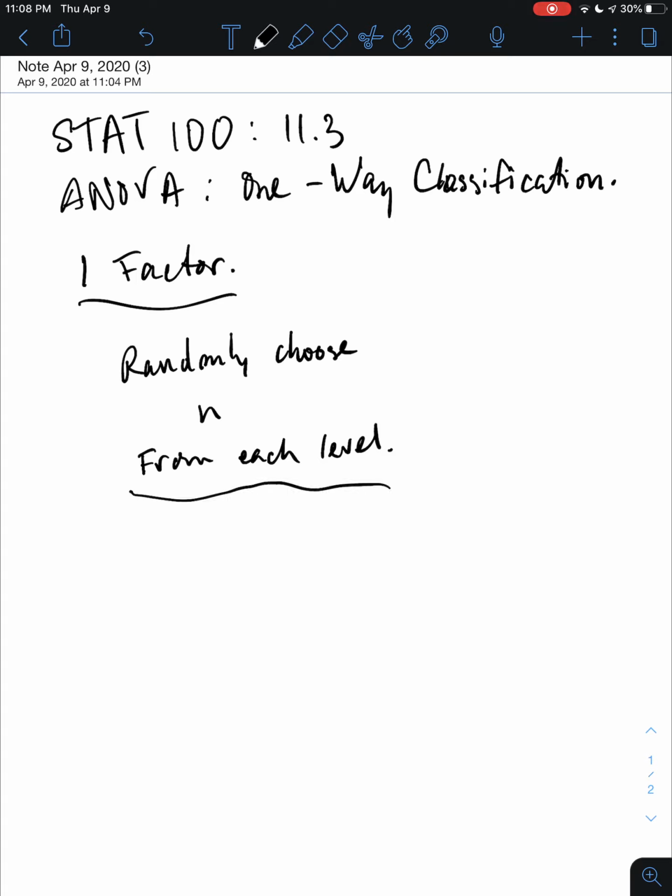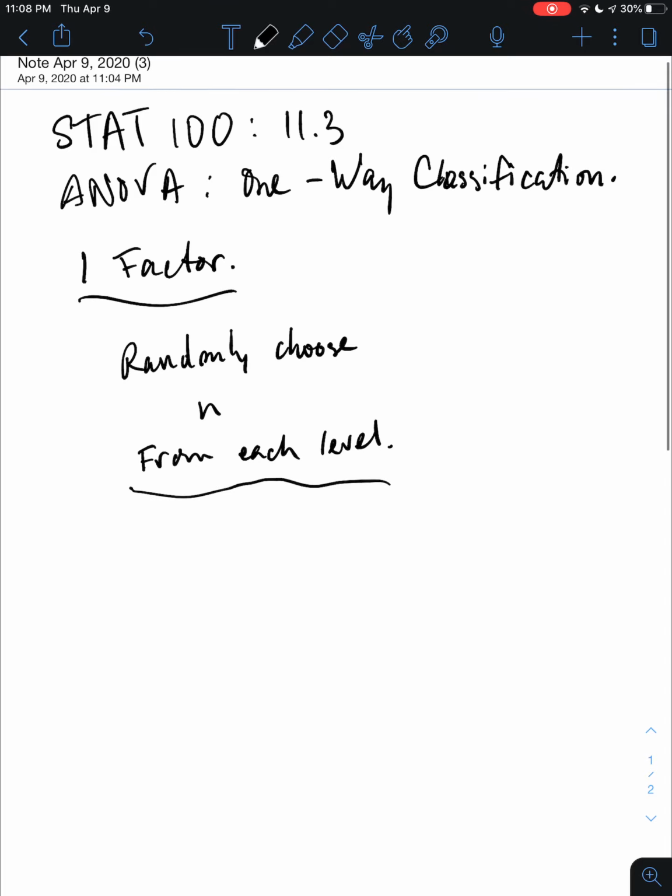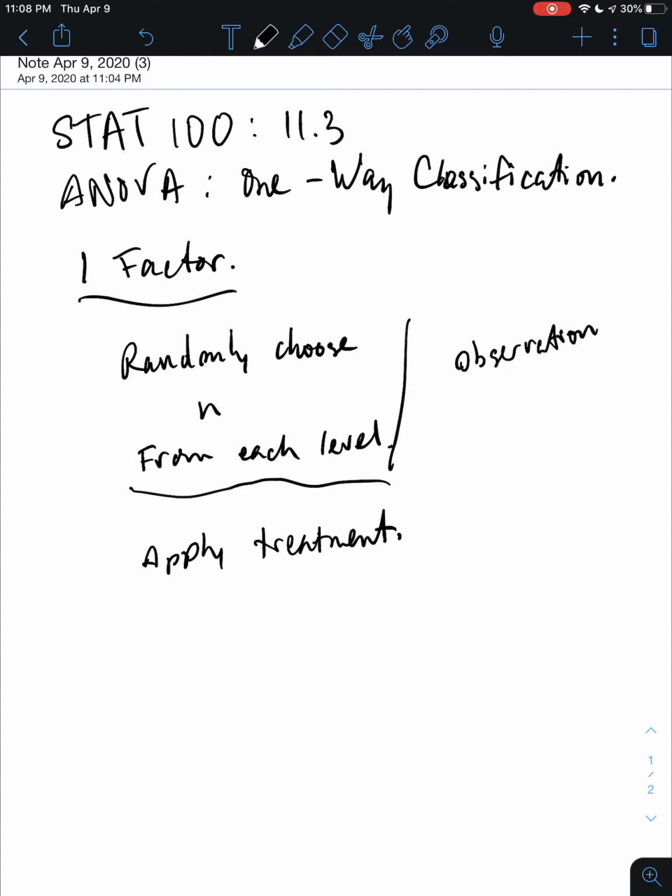On the other hand, in many experiments we don't have the categories determined in advance, so we apply a treatment. So a drug, a vaccine, a pesticide, that sort of thing we apply. This is for observation. So in observation, it's very easy. We just randomly choose n from each level.